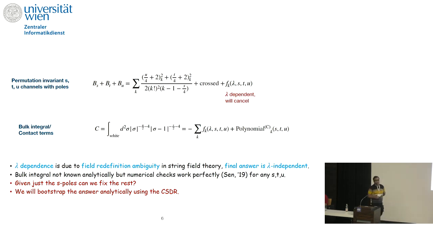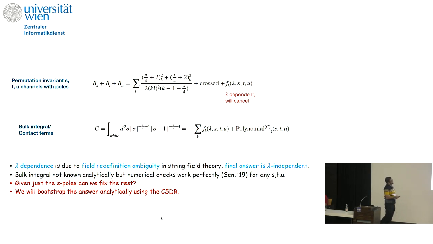When the dust settles, you have a decomposition of the tachyon scattering amplitude in the following way. So the 3 colored regions give rise to the 3 channels. So the 3 channels explicitly have poles in all 3 channels. And there is this piece that depends on lambda. And the bulk contact integral can be written like this.